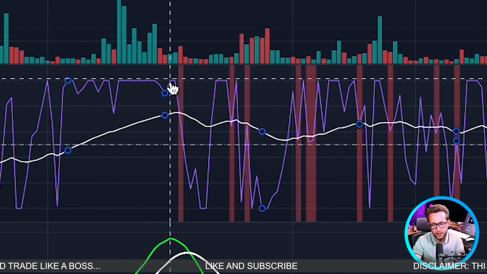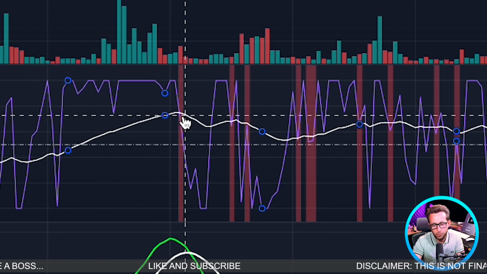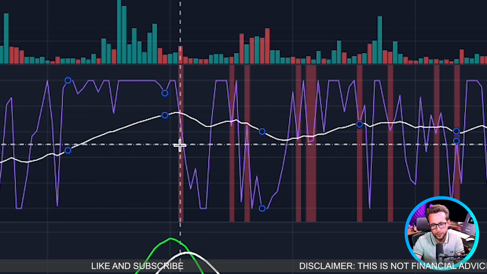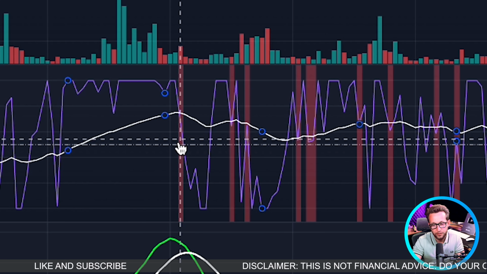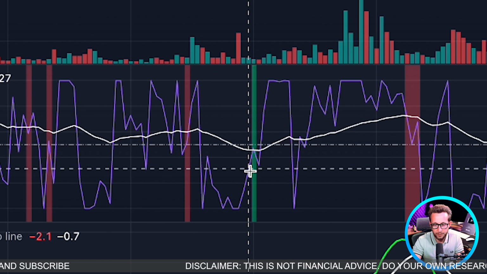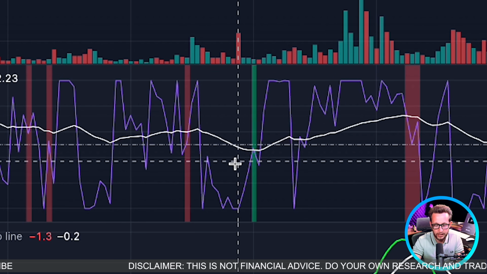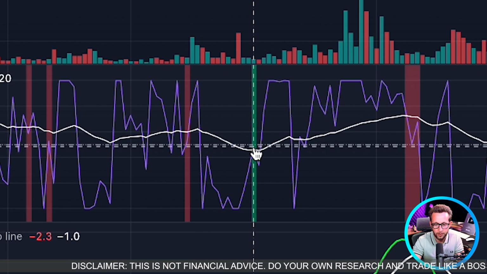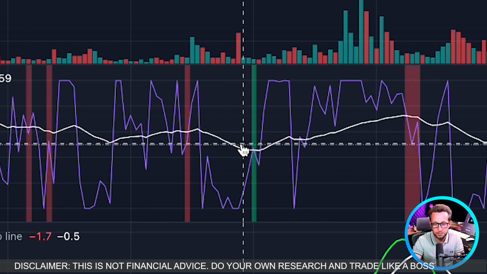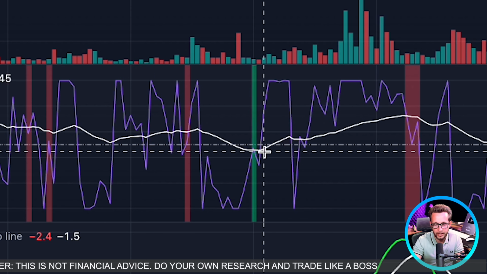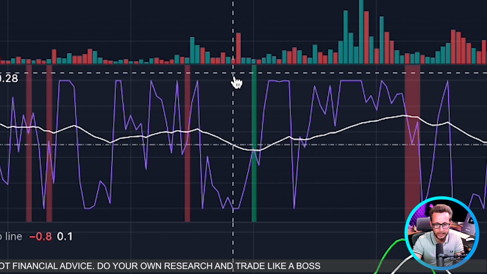Now we're looking for the purple line to cross below the white line and to be above this white line in the middle here to take shorts. And the other way around for longs, we're expecting the purple line to cross over the white line and for it to be below this middle line here for us to take a long and create a green background.